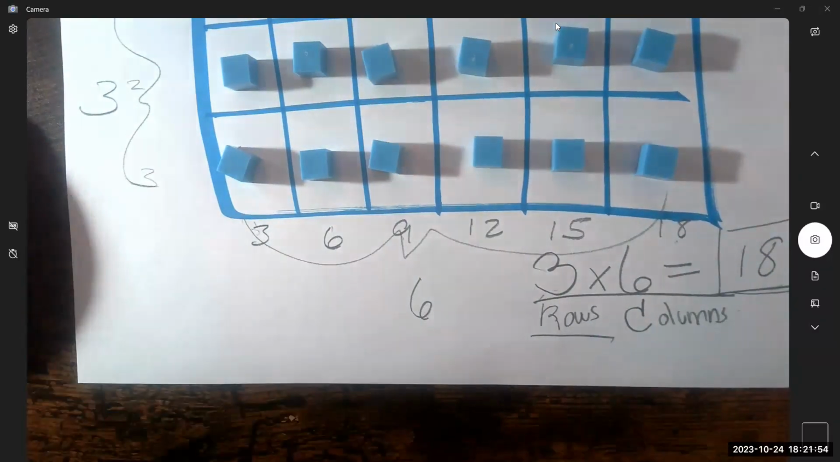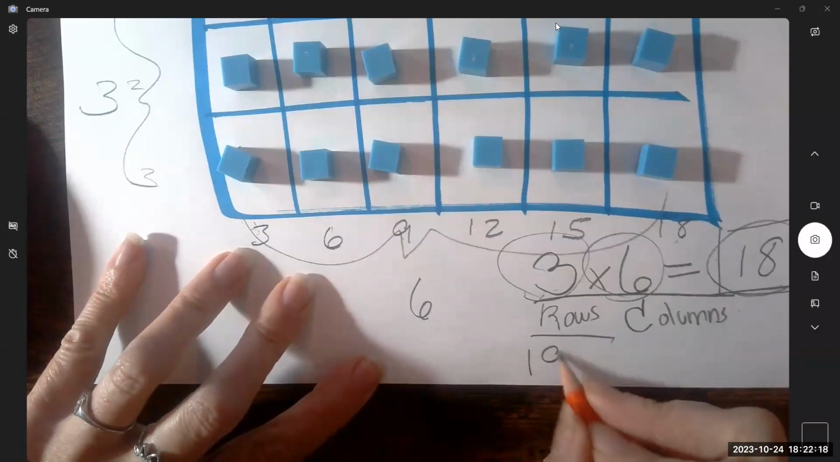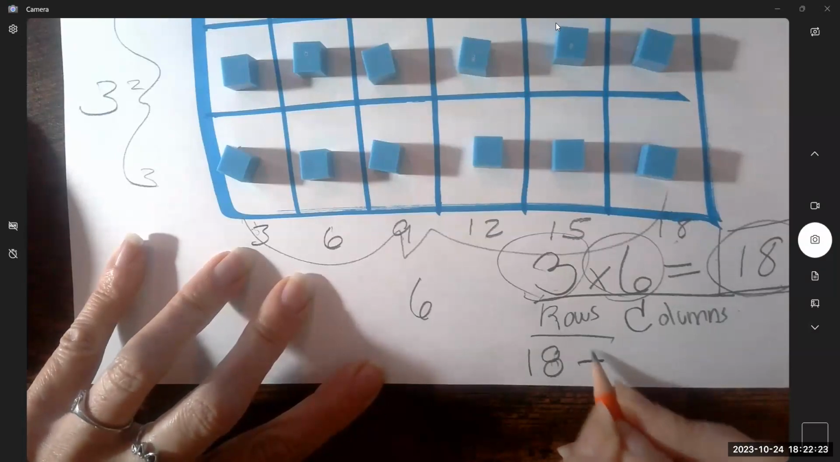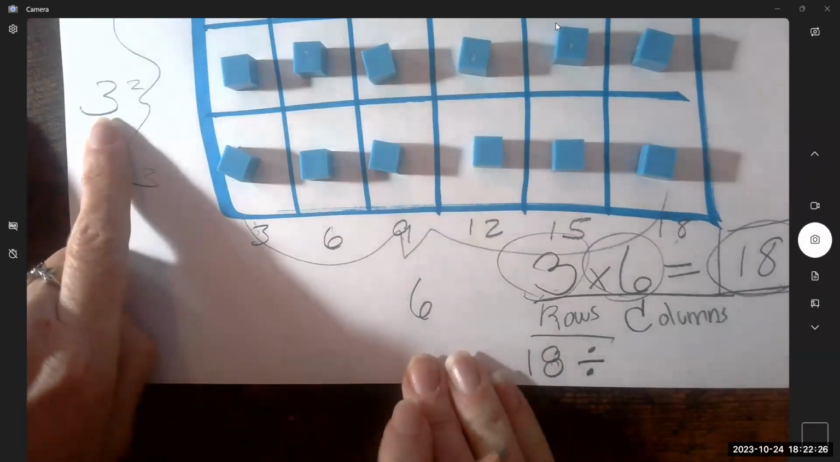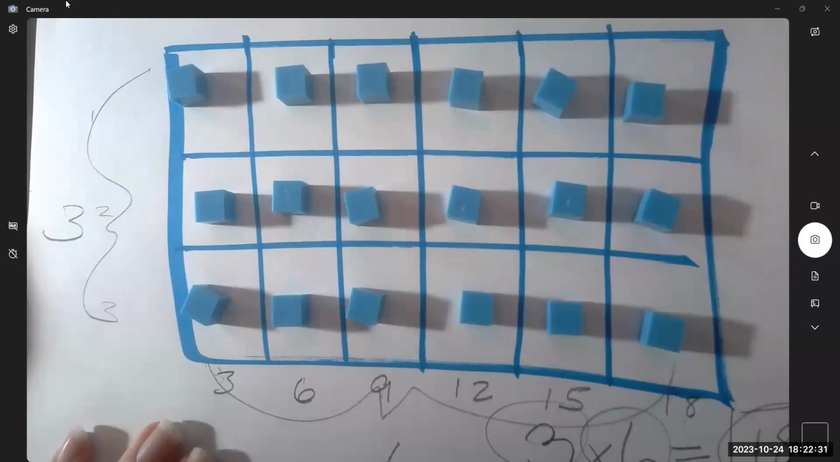Okay, so remember with multiplication and addition, numbers are getting bigger. With division, numbers are getting smaller. So what has to happen in subtraction, if subtraction and division are related, then you have to start with the biggest number. What's the biggest number here? 3, 6, or 18? It's the 18, right? So we could make a division problem that starts with 18, and we could say 18 divided by how many rows? 3 rows, or 18 divided by 3.